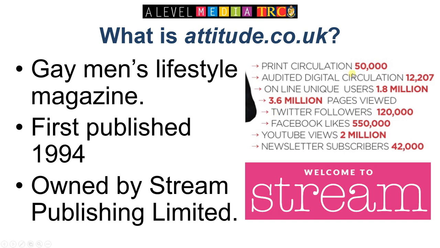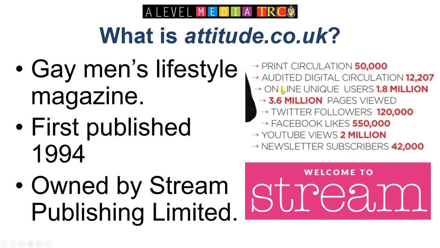In terms of this information here, I got this from their media pack, which I've emailed you. The print magazine has a circulation of 50,000, which is pretty good for a monthly magazine. The digital circulation, so this means it's going to be circulated as a PDF copy as well, is 12,207. So you're looking at 62,000 readers every month.